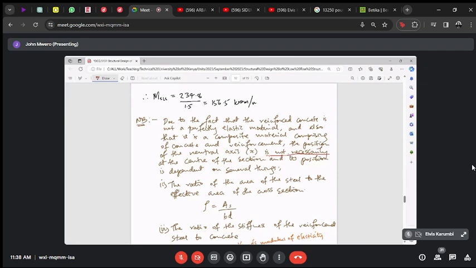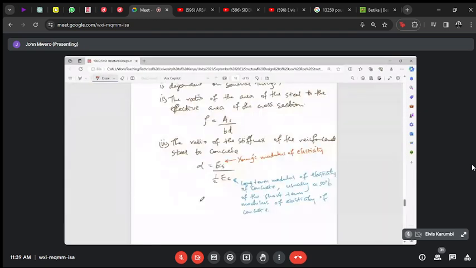Now, those several things affect how far this neutral axis is from either end of the cross section. Two factors we mentioned: the ratio of the area of the steel to the effective area of the cross section. As you put in more steel, the depth of the neutral axis in that cross section changes. As you reduce the amount of steel, the depth of the neutral axis also changes. The second one is that the depth of the neutral axis, the value of x, is dependent on the ratio of the stiffness of the reinforcement steel to the concrete.